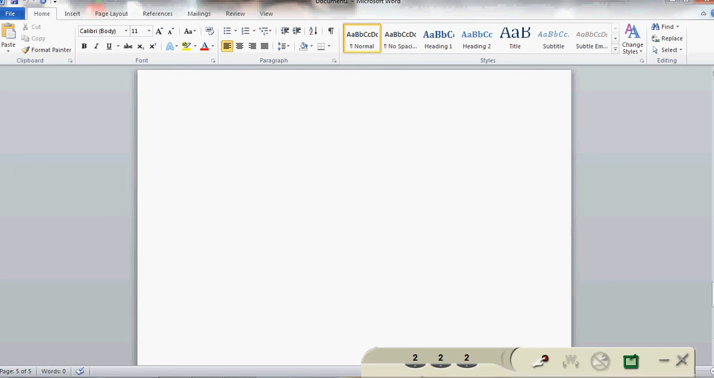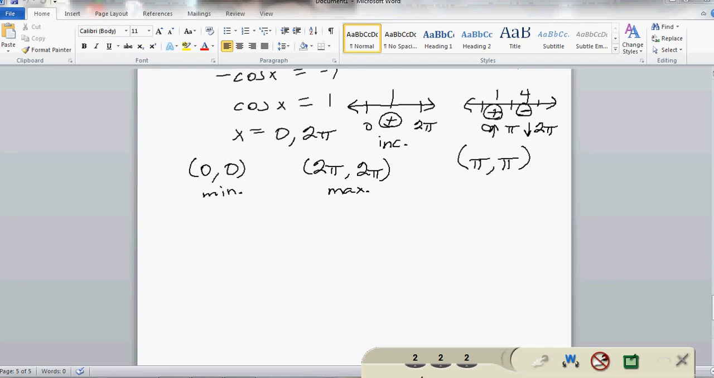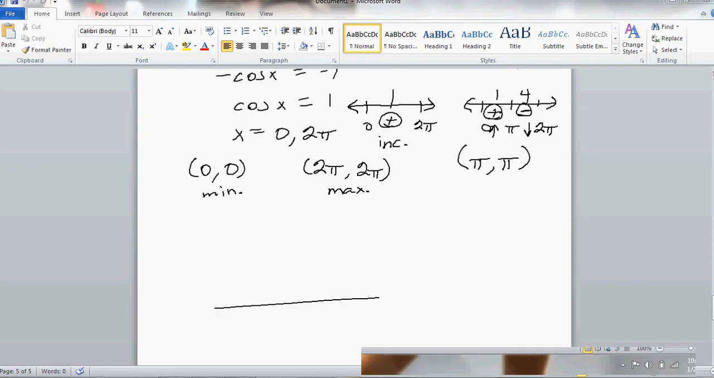So finally, this is what we get. We have our minimum at 0, 0. We have our maximum at 2 pi, 2 pi. We know it's increasing continuously, so it never goes up, down, whatever. And at pi, pi, it converts from being concave up to concave down.